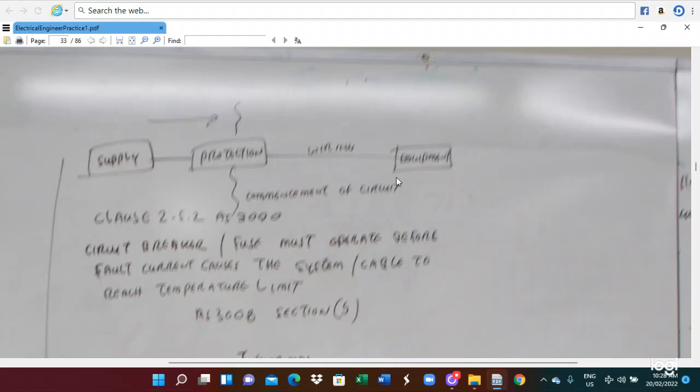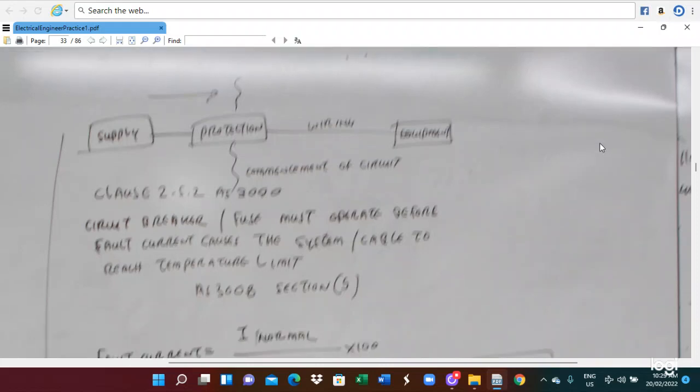The supply is a power supply, and then we have to install the protection devices. Protection devices will be the circuit breaker or the fuse. Those have to be connected, and then also we have to connect the wire line and then connect it to the equipment. So this is according to the standard connection diagram. In this case, we have to follow every protection equipment.